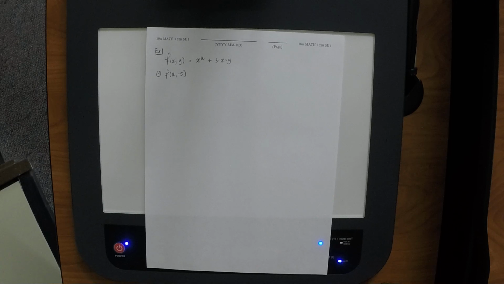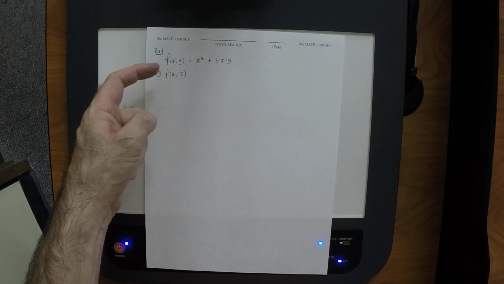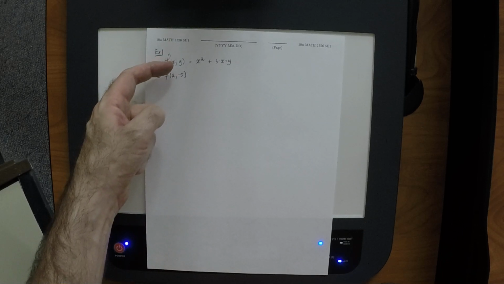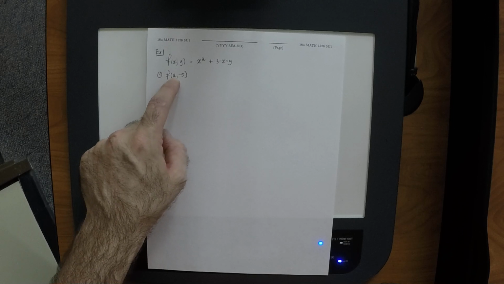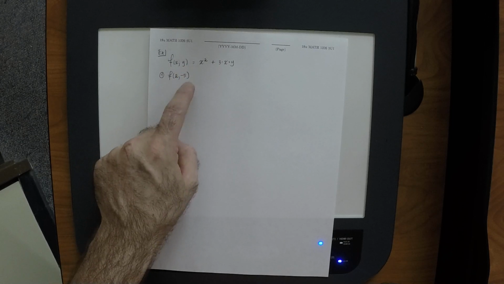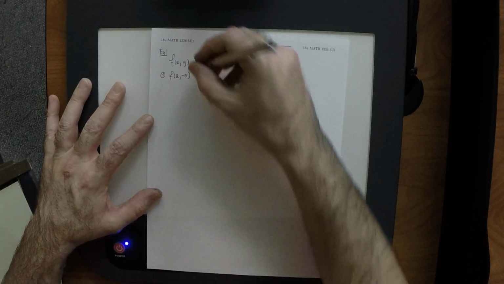So what do you expect it is that I mean by this? Like, can you put it in just plain language? What do I want? Yeah, just plug those in, right? Which is to say, well, in the definition of the function, x is in the first slot. So everywhere you see x, I want you to write a 2. And everywhere you see a y, I want you to write a negative 5. And then just do it.